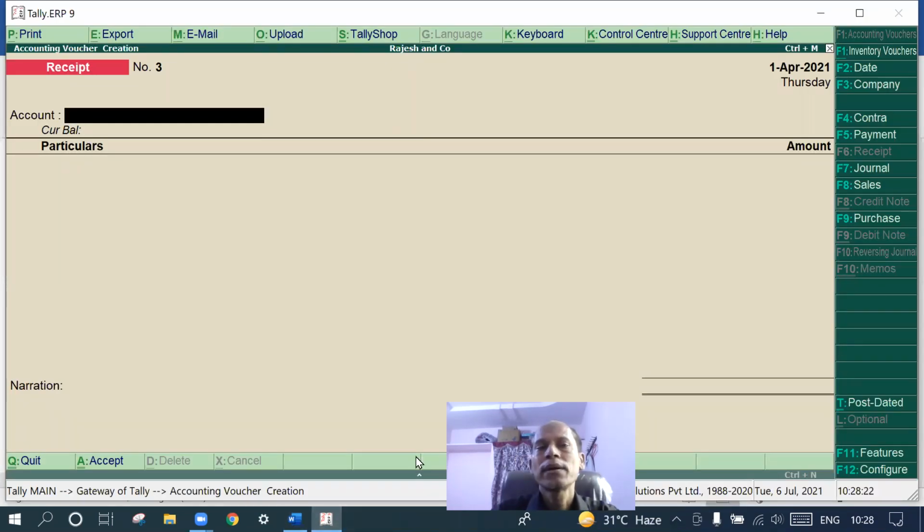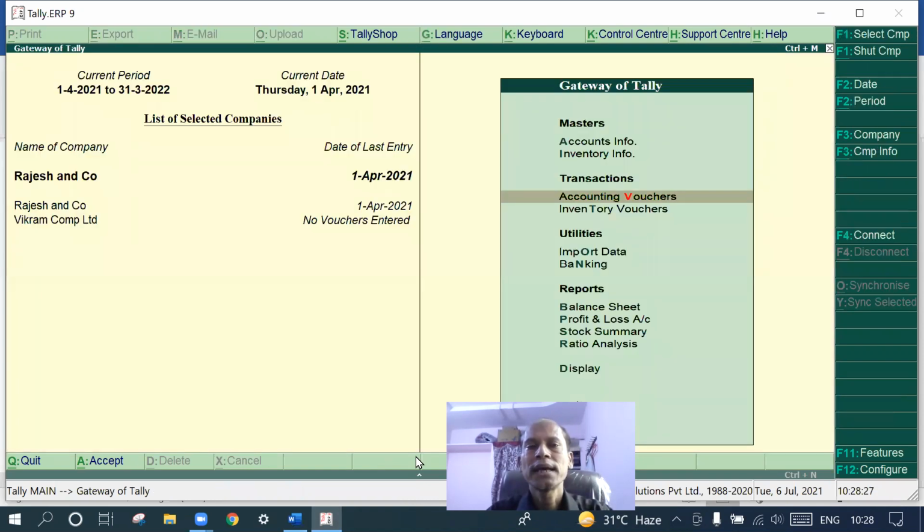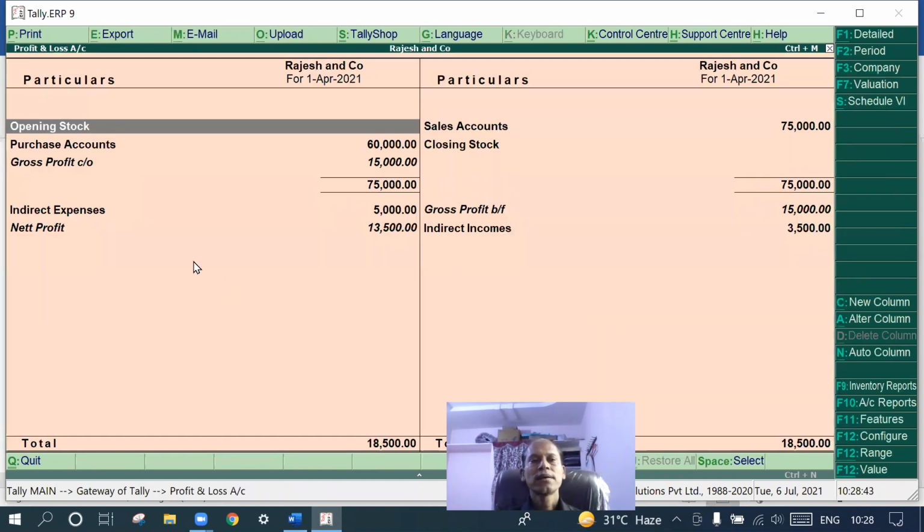So to see the reports, I am escaping. Yes. So here gateway of tally, we should go to the report. Profit and loss account, everything can be seen in this. First we shall see how much profit we earned from this. See, net profit is 13,000. Gross profit is 15,000. See carefully.